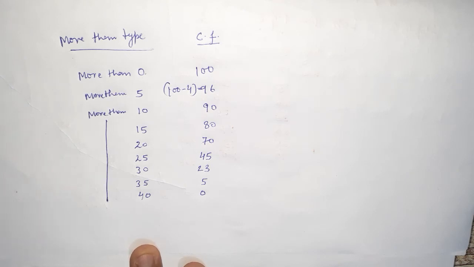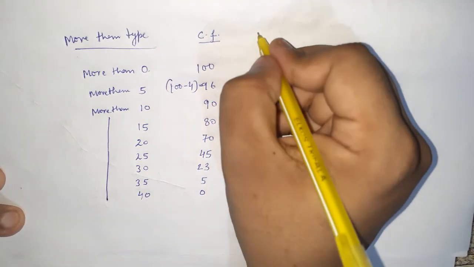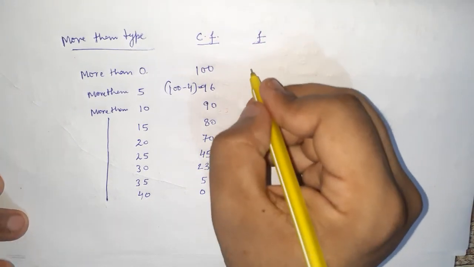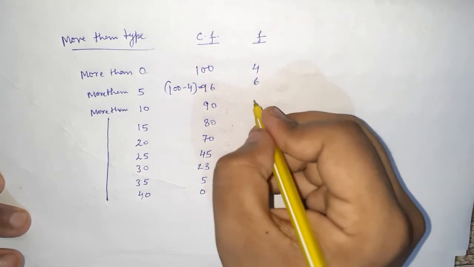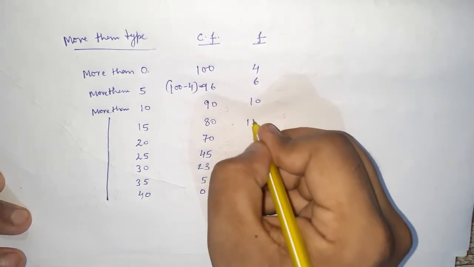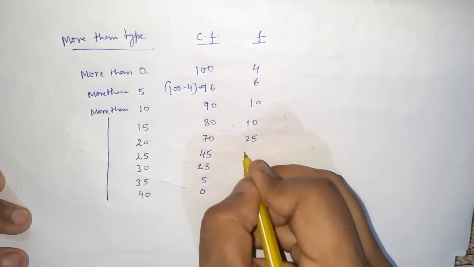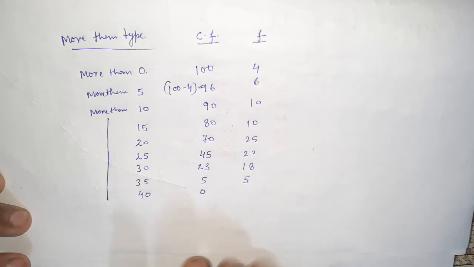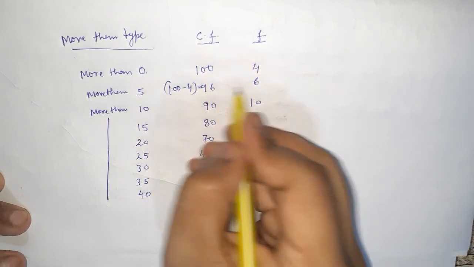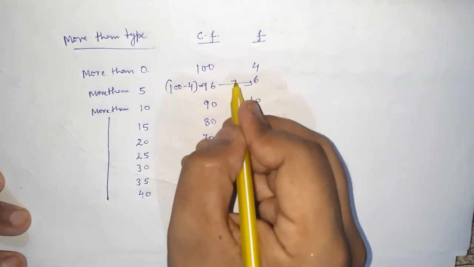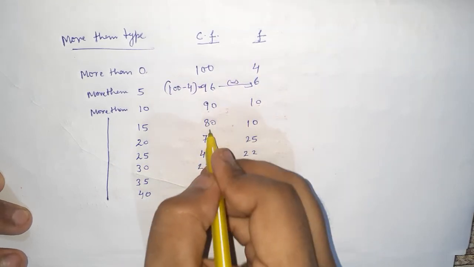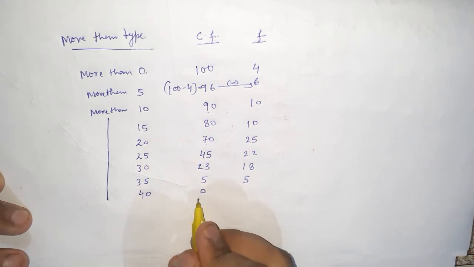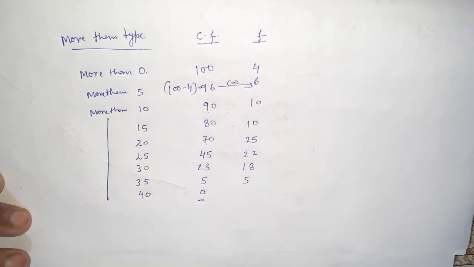We have started from the last. Now if I write the frequencies just here, you will understand better. So frequencies were 4, 6, then 10, 10, 25, 22, 18 and 5. So now 100 minus 4, 96. 96 minus 6, it will be 90. 90 minus 10, 80. 80 minus 10, 70. 70 minus 25, 45. Like that. So we have got all the cumulative frequencies as well.